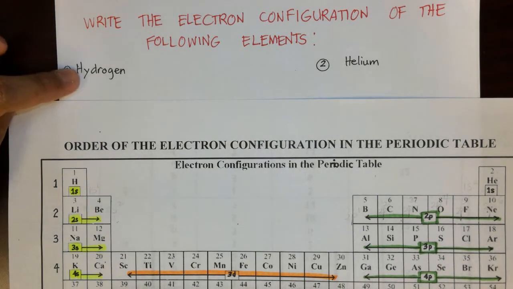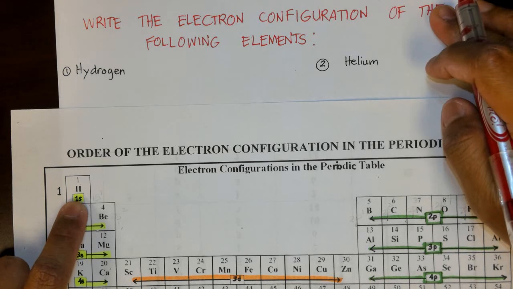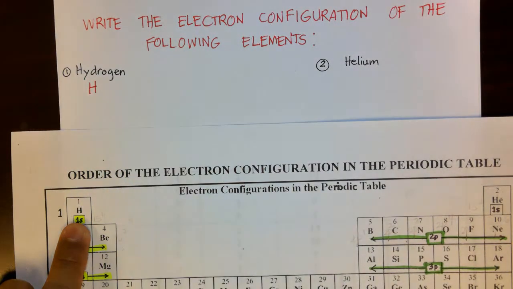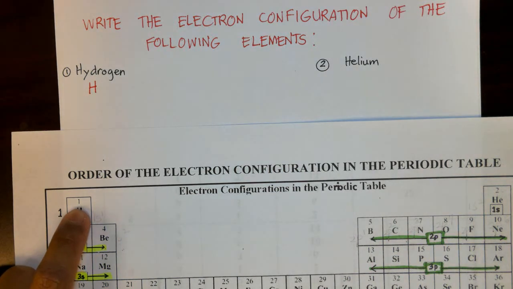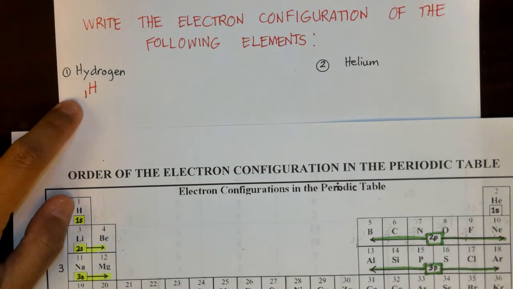So number one is hydrogen. Hydrogen is here. And we're going to write down the symbol of hydrogen to make it shorter. So hydrogen symbol is H. And then you look at its atomic number. Because it's the first element, its atomic number is 1. We're going to write it at the bottom left side of the element. That's the representation of atomic number.